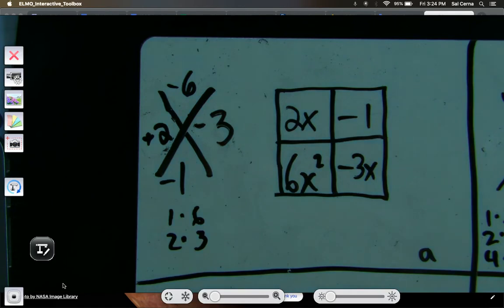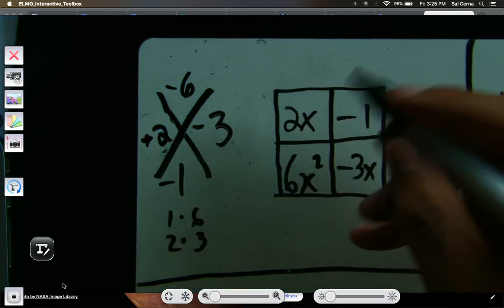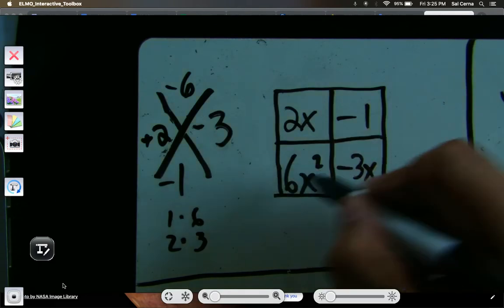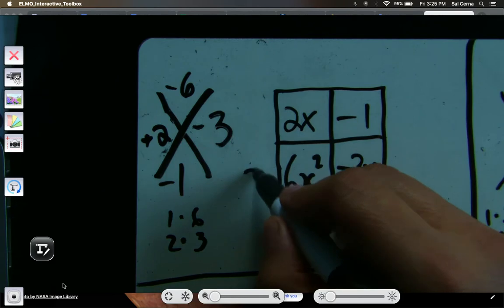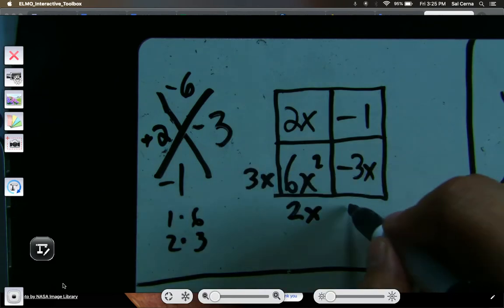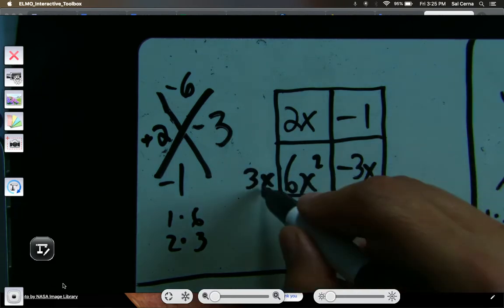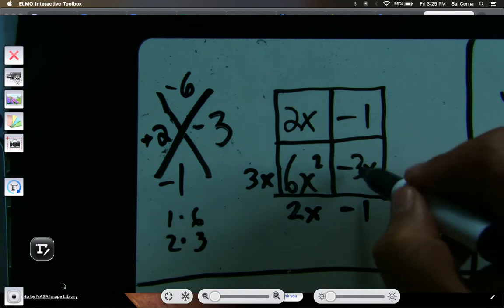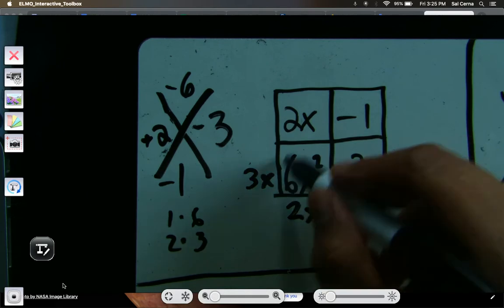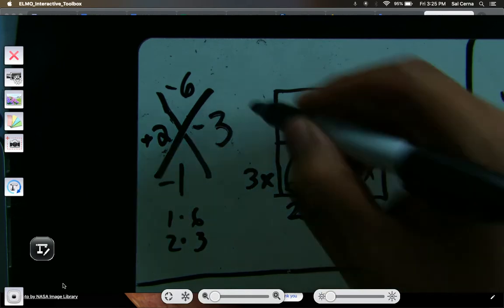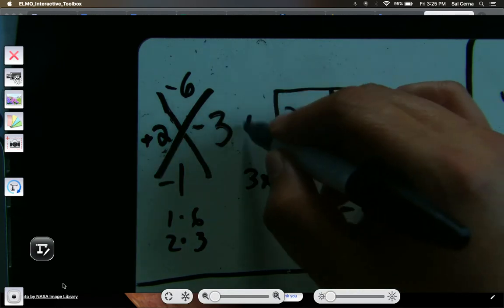Now I go ahead and find the dimensions of my area model, okay? Just to break this down, this would have to be 2x, and this would have to be 3x. Why? Because this has to be -1, and -1 times 3x gives an area of -3x for this little square. That checks. 2x times 3x, the area is 6x squared. Therefore, this has to be +1.